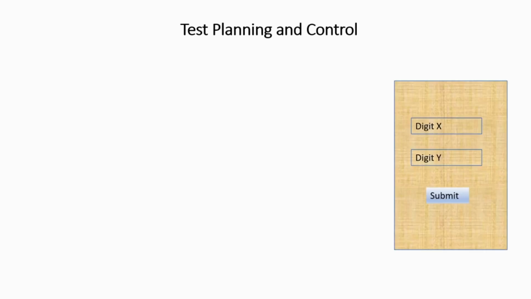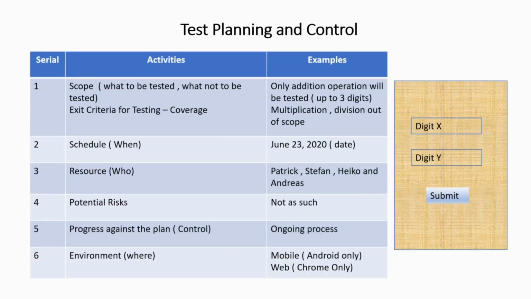Let's start with the first phase, which is test planning and control. Let us assume as a specification, we have a calculator having two input boxes, and in these two input boxes we have to provide any digit, and then we click on the submit button and we will get the sum. I am keeping it very simple for the purpose of understanding. So this is our calculator, and some specifications are given to us.